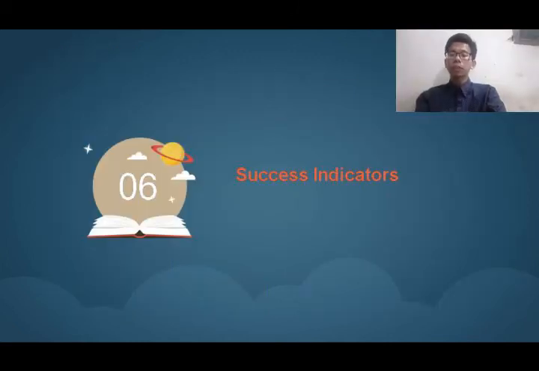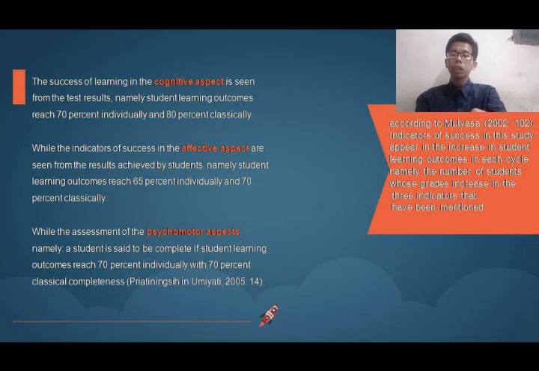Okay, the last concept in this subject is success indicators. The success of learning in the cognitive aspect is seen from the test result, while the indicator of success in the affective aspect is seen from the results achieved by students. While for the assessment of the psychomotor aspect, a student is said to be complete if students' learning outcomes reach 70% individually with 70% classical completeness. It's according to Priyatiningsih in Umiyati 2005.